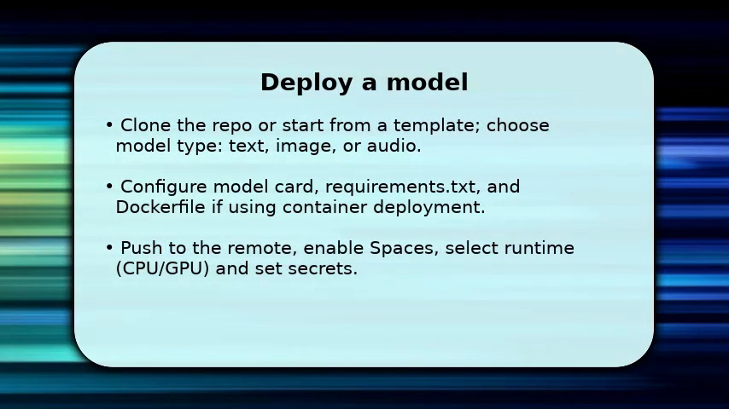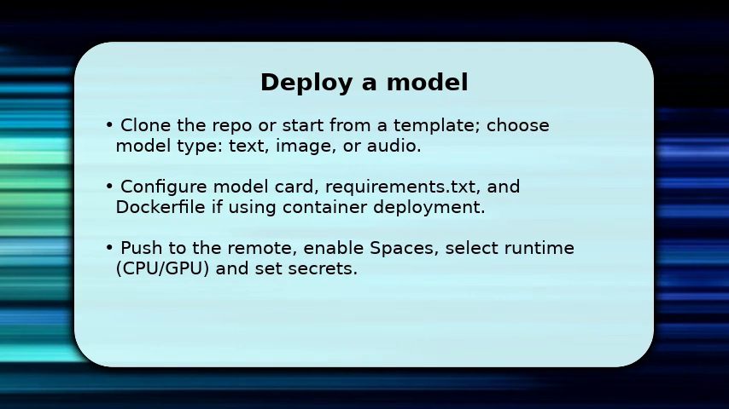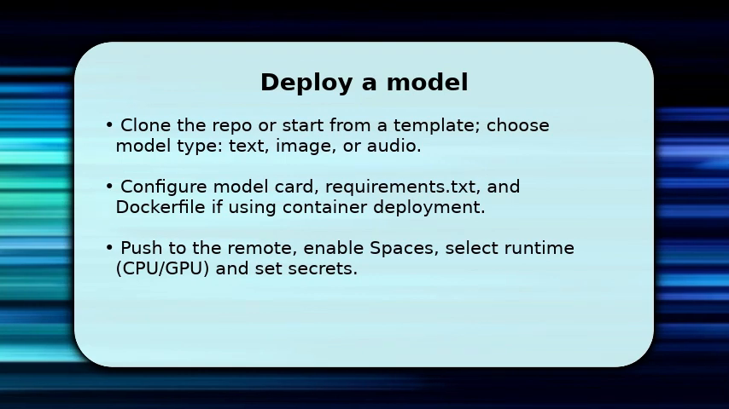Now you deploy a working space, clone a template or repository, and pick the model type you need, such as text or image. Next, configure essential files: a model card for metadata requirements, a requirements TXT for dependencies, and a Dockerfile only if you require custom containers. Once configured, commit and push to the remote repository.